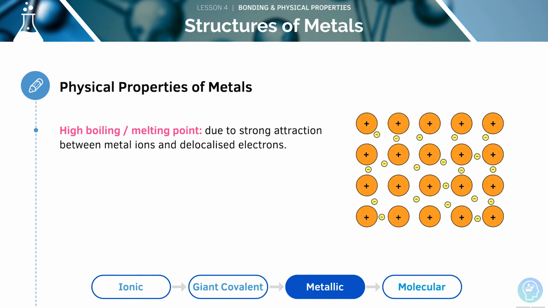The melting and boiling points of a metallic compound is usually quite high because the positive metal ions are strongly attracted to the delocalized electrons. This strong electrostatic force of attraction is difficult to overcome, and a large amount of energy is required to break it, therefore needing a high temperature.